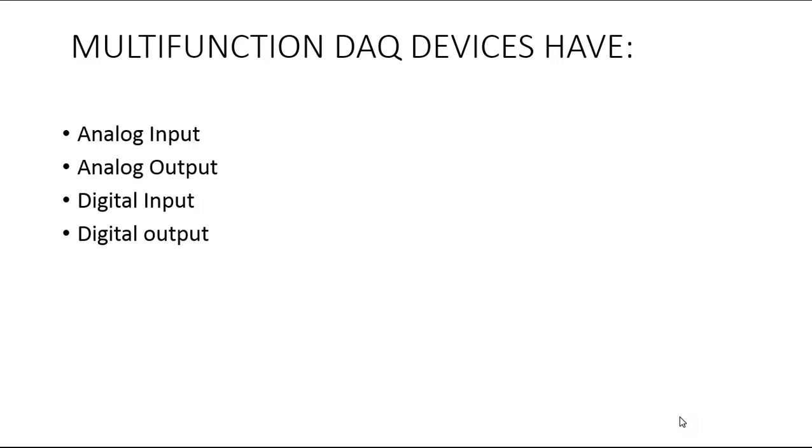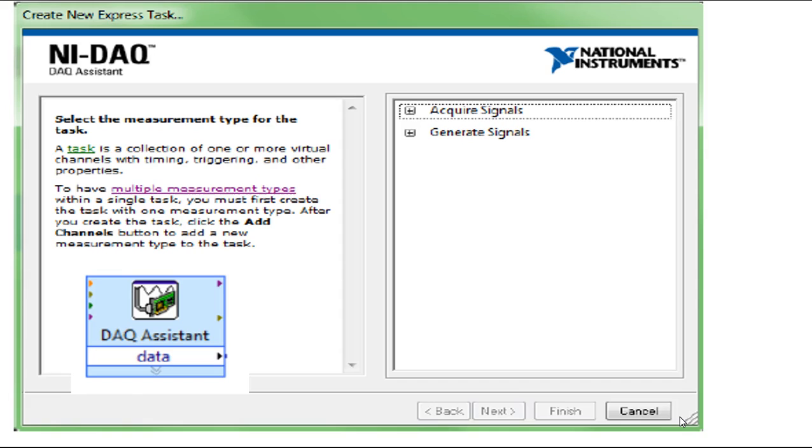There are many functions which we use in a DAC device. They are analog input, analog output, digital input and digital output, where we give an analog input to a DAC and we'll take a digital input, an analog output or a digital output. And this is a DAC assistant, where we get it in a block diagram signal simulator.